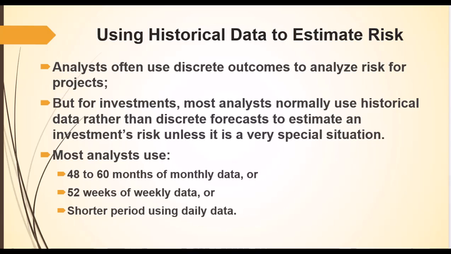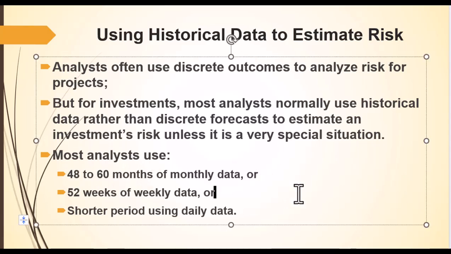We can also look at data from a historical perspective. That is, how has the company done in the recent past? So if we're going to use historical data, we need to know what kind of data we need, right? Typically we use 48 to 60 months, 4 to 5 years of monthly data, or you could use 52 weeks of weekly data, or some shorter periods if you're using daily data. But if you're looking at long-term analysis, how a stock will perform for the next 5 to 10 years, we should probably stick to this 48 to 60 months of monthly data.